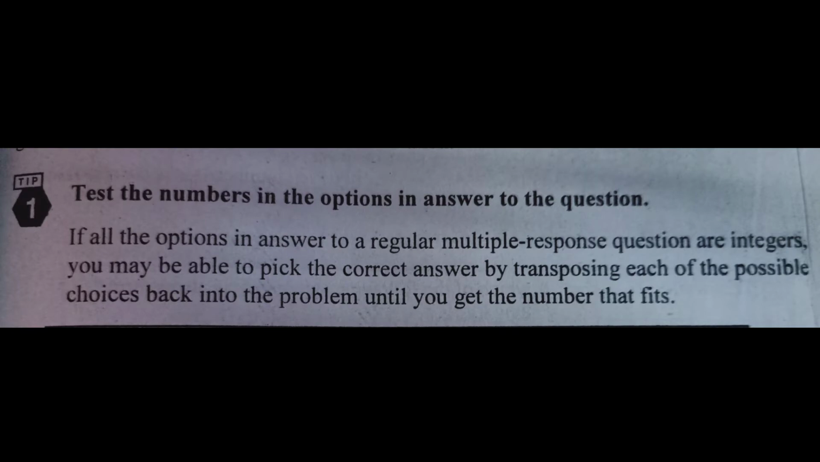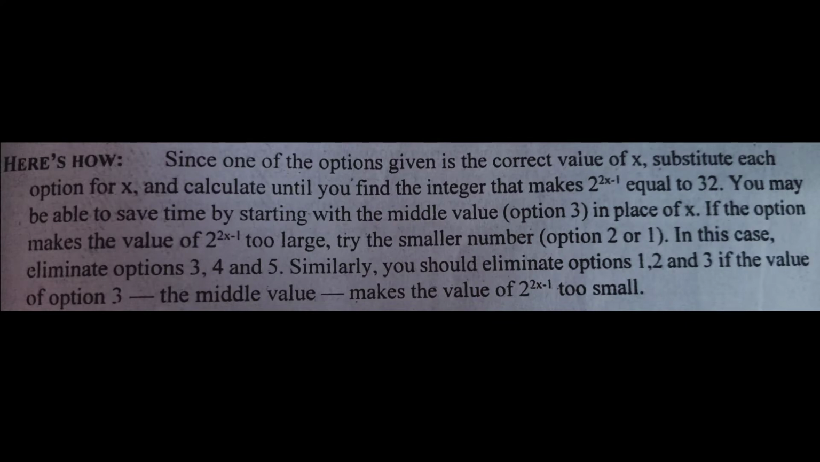Tip number 1. Test the numbers and the options in answer to the question. If all the options in answer to our regular multiple response questions are integers, you may be able to pick the correct answer by transposing each of the possible choices back into the problem until you get the number that fits. For example, if 2 raised to 2x minus 1 is equal to 32, then x is equal to blank. So first option we got 2, second option 3, third option 4, fourth option 5, and fifth option 6. So here's how it's going to work.